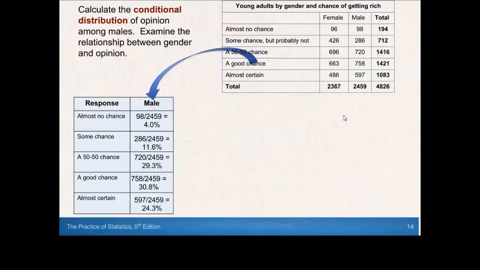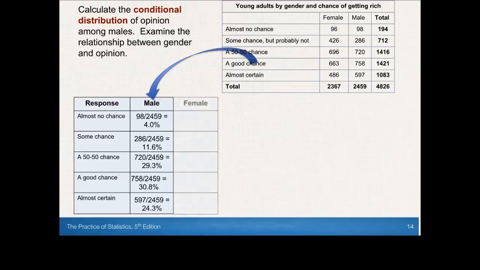I did not calculate the total on that to see if there's any sort of round off error. Perhaps that's something we could have, should have, would have done. Okay, so now we know that's a conditional distribution of the opinions of males. Now we're going to examine the relationship between genders.